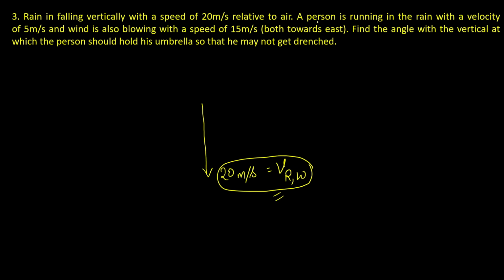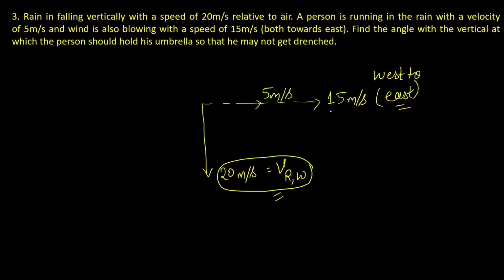Just like here, a person is running in the rain with a velocity of 5 meters per second, and wind is also blowing with a speed of 15 meters per second, both towards east. So this is the wind at 15 meters per second, and both are towards east. Let us assume this direction as east, from west to east. Find the angle with the vertical at which the person should hold his umbrella so that he may not get drenched.